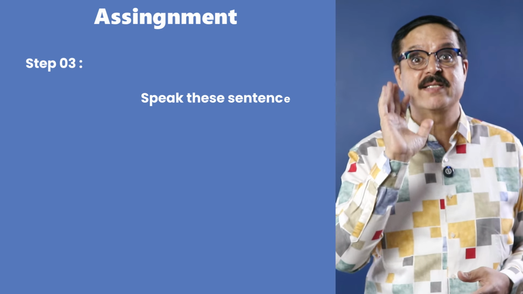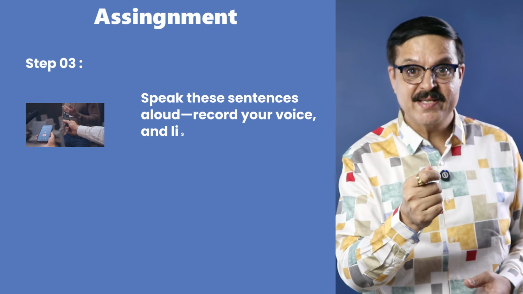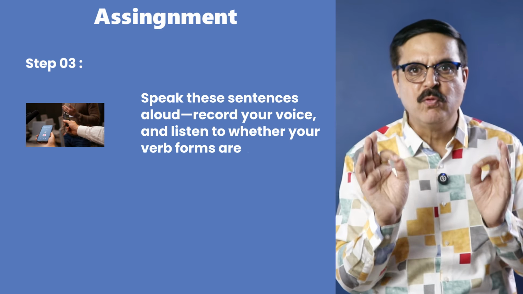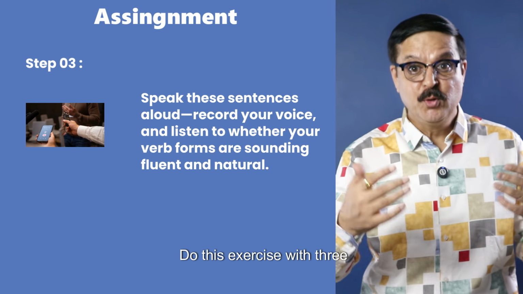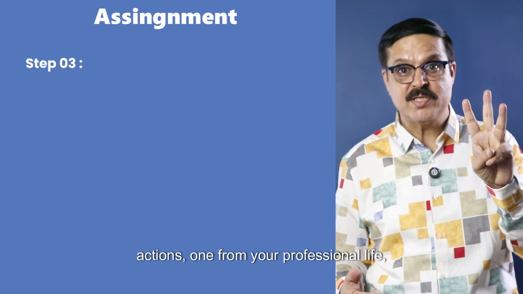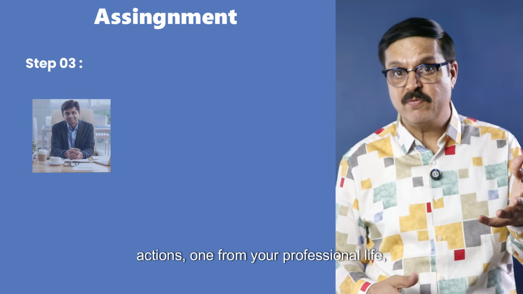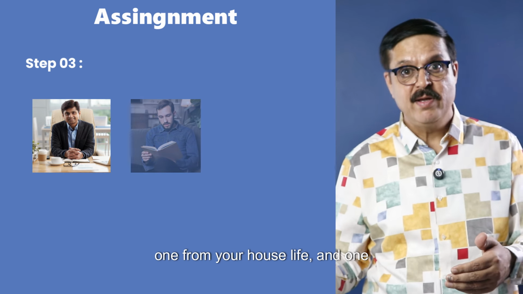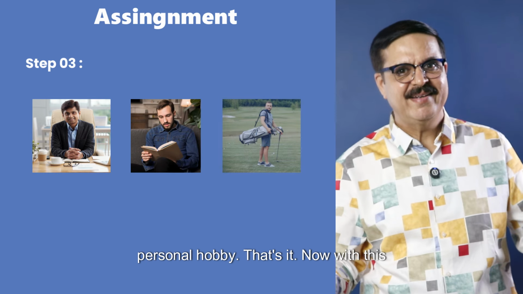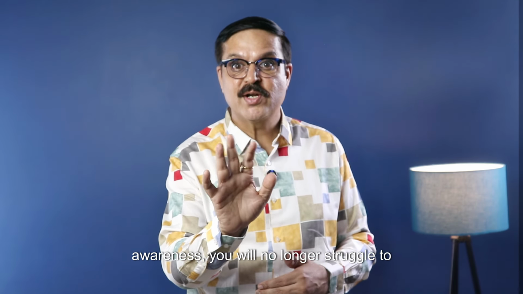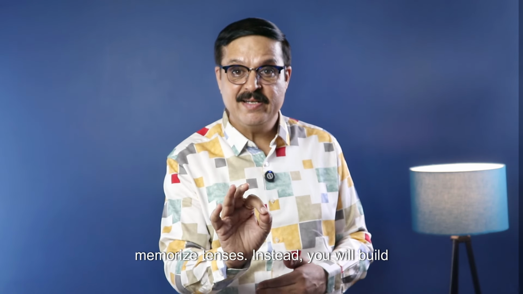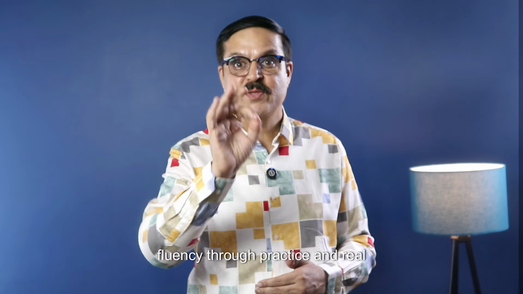Step number 3. Speak these sentences aloud, record your voice, and listen to whether your verb forms are sounding fluent and natural. Do this exercise with 3 actions: one from your professional life, one from your house life, and one personal hobby. That's it. Now, with this awareness, you will no longer struggle to memorize tenses. Instead, you will build fluency through practice and real usage.